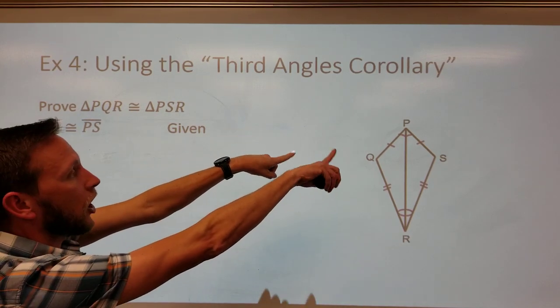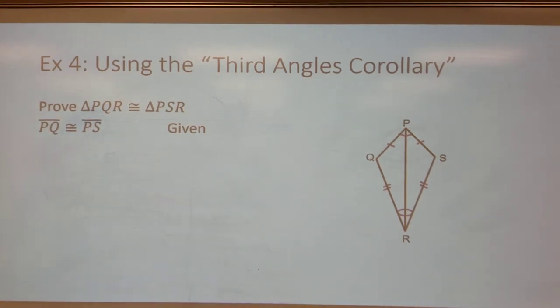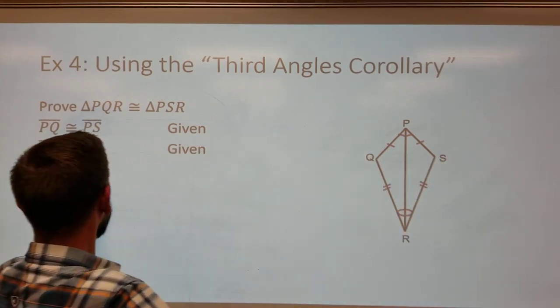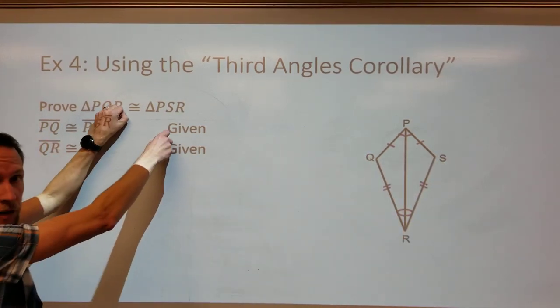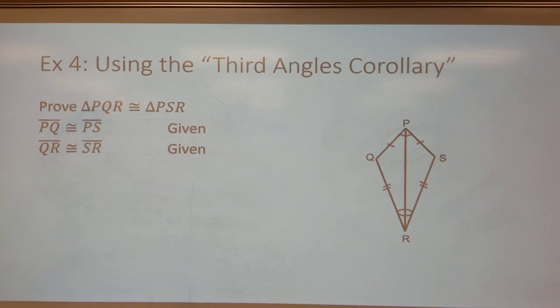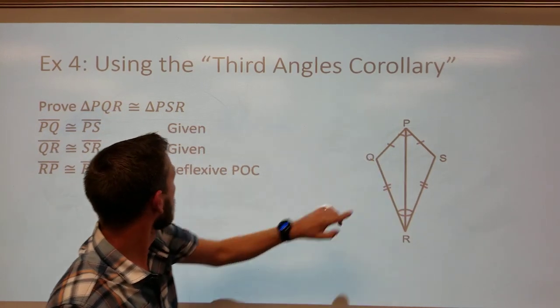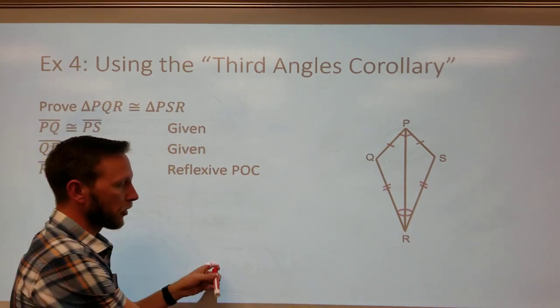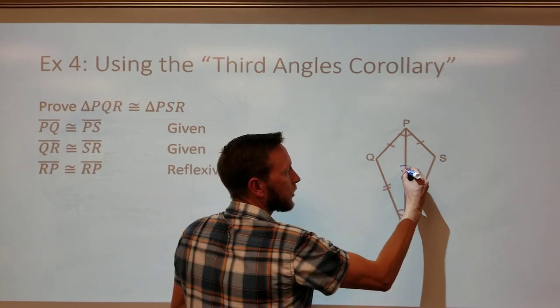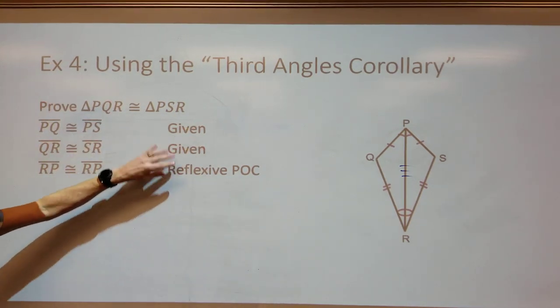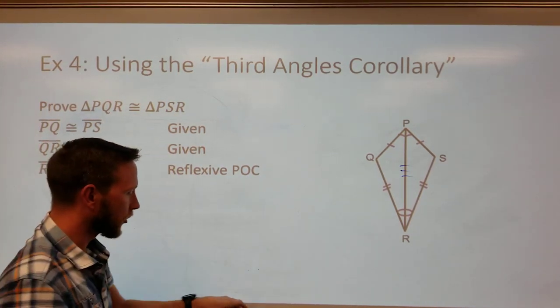PQ and PS are given congruent. It's marked in the picture. QR and SR are given congruent. We could write that as one step if we wanted. Also, we know that RP is congruent to RP because of the reflexive property of congruence. So I'm going to put that in here because that is something that we deduced, that we thought through. This is given, this is understood.